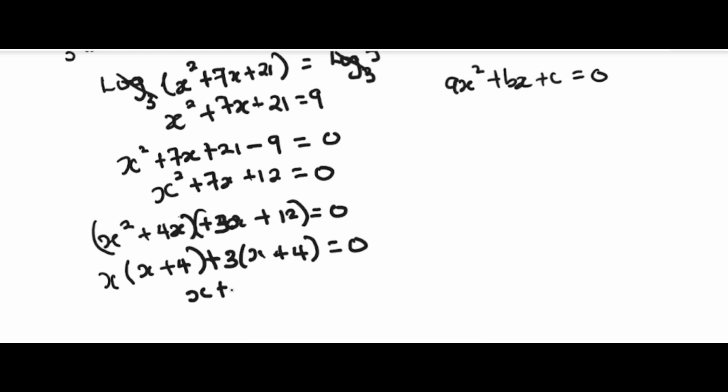And when you bring out x plus 4, what do we have left? Let's throw it in the brackets. We have x plus 3. And then we equate to 0. So your x is minus 4 or minus 3, right? Good.